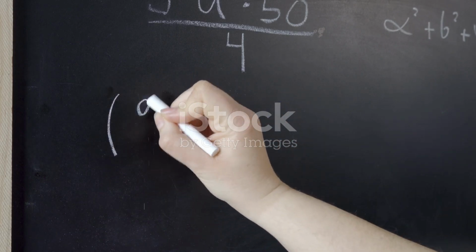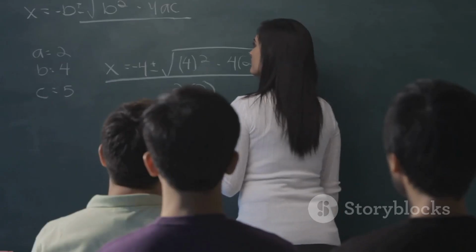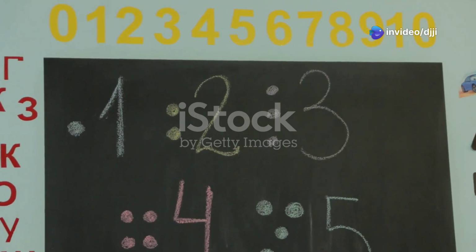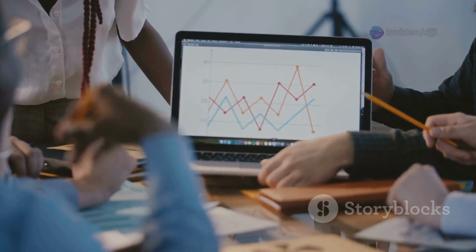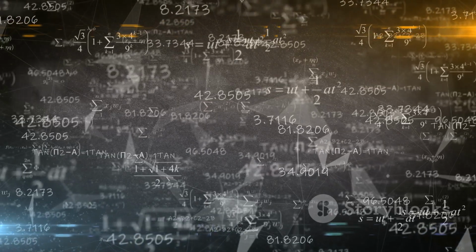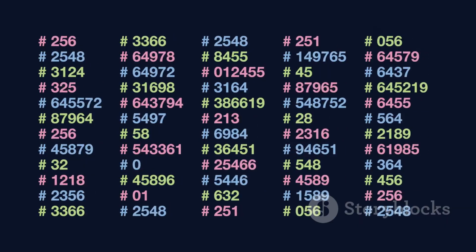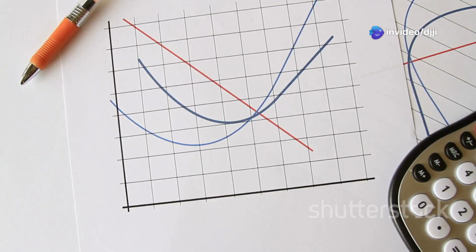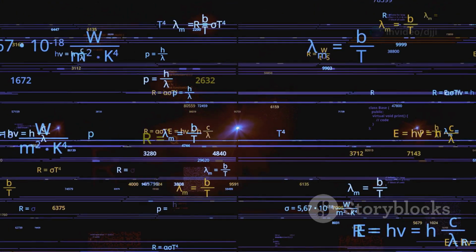Section 5. Domain and range. The boundaries of relations. When we talk about relations, we use two terms, domain and range. The domain is the set of all first elements, the inputs in the ordered pairs. Think of it as all possible x values. If a relation is like a machine, the domain is what you can put into it. The second term is range, the set of all second elements, the outputs in the ordered pairs. Think of it as all possible y values. If domain is the input, then range is the output.